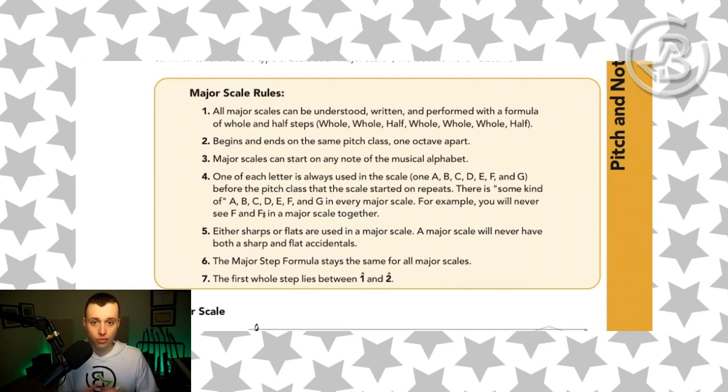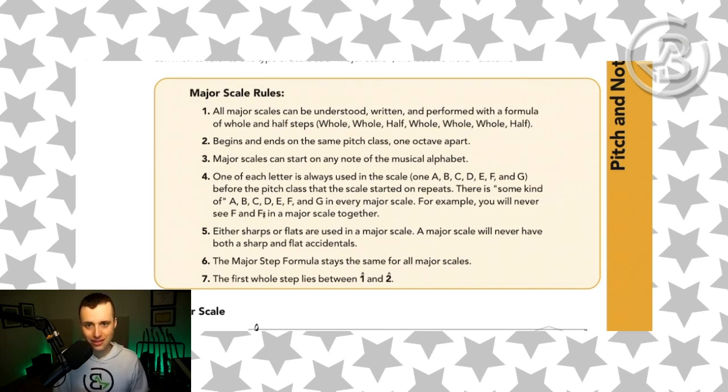When we look at writing major scales, either sharps or flats are used in a major scale. Just like with the chromatic scales, we either use sharps or we use flats. A major scale will never have both sharp and flat accidentals. And the major step formula, that's whole, whole, half, whole, whole, whole, half, stays the same for all major scales. And the first whole step takes place between scale degree 1 and 2.